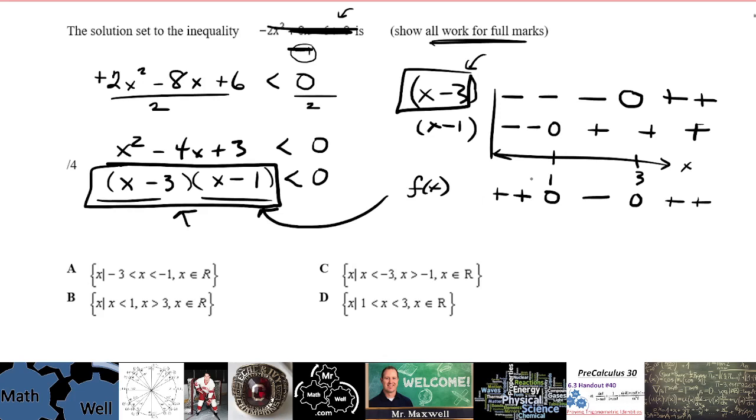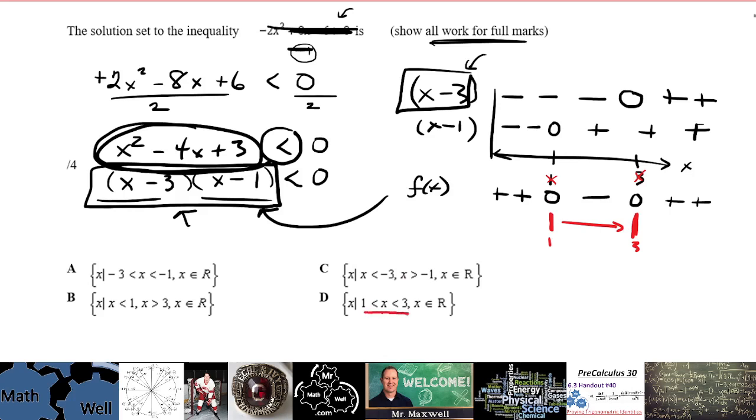Therefore, I can take a look at these signs because this is the function right here that we were dealing with. So I'm looking for less than 0. Where is the negative region? It's between 1 and 3. You see that? Between 1 and 3. It's in here. And it's not "or equal to," so it's not including 1 and not including 3, just in between. Okay, so where is that? That is right here, between 1 and 3.